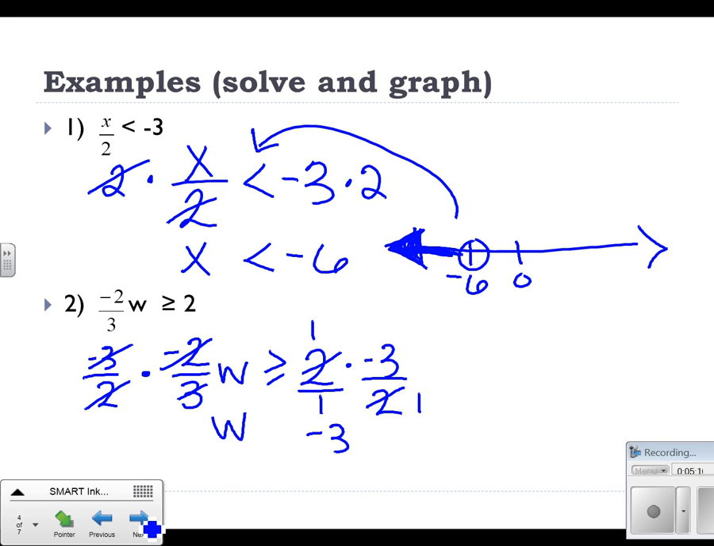Now notice I multiplied both sides by a negative 3 halves. Because I multiply both sides by a negative, I have to flip the sign around from greater than or equal to less than or equal to. This would be your solution.